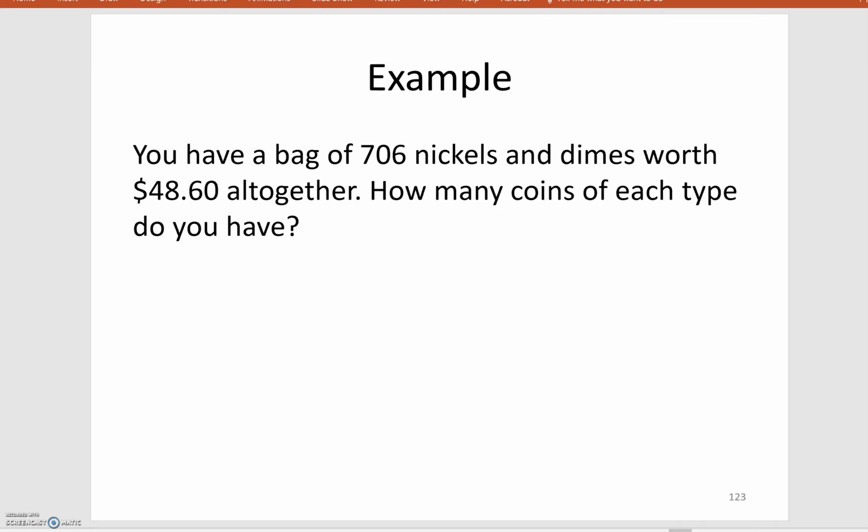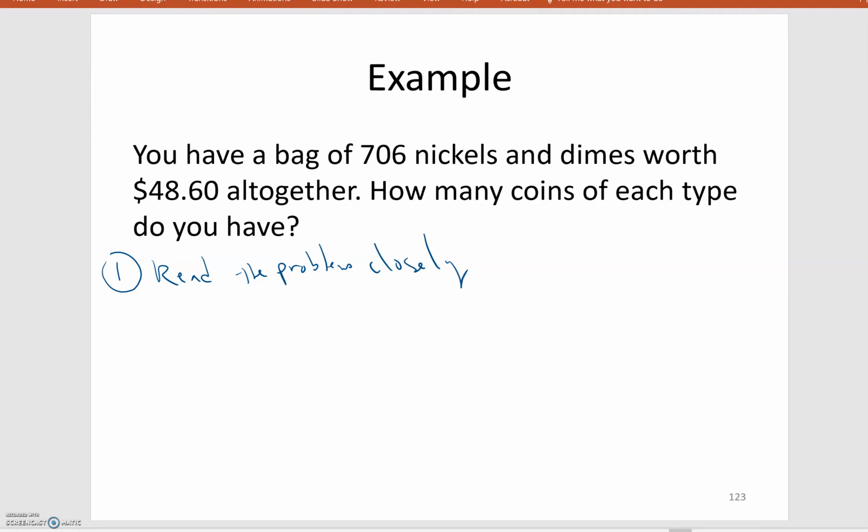Okay, so here's an example. Suppose you have a bag of 706 nickels and dimes worth $48.60 altogether. How many coins of each type do you have? As I solve this, I'm also going to talk about methods of solution for word problems. For me, the number one thing that you need to do, and it always sounds kind of silly when you say this, but it's so true, you need to read the problem closely. That's the most important thing.